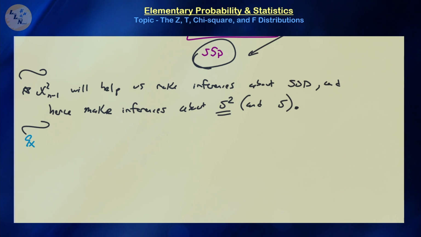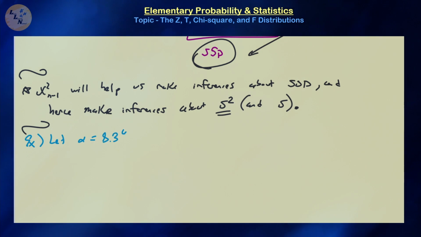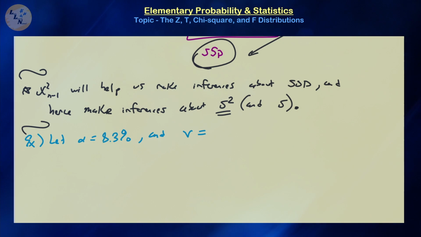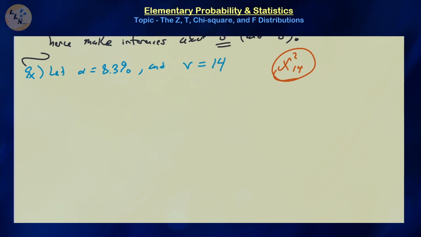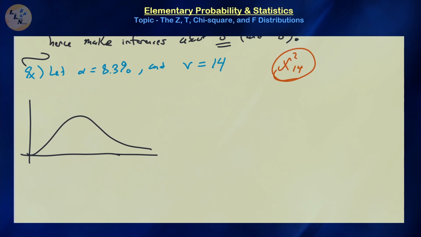So critical values, let's assume we let alpha be equal to 8.3%. And let's assume our degrees of freedom, let's call that V, is going to be equal to 14. That means we're going to be calculating things with respect to a chi-square 14 distribution. Each degrees of freedom is going to have a different chi-squared. So if you change the value of V, you will change your distribution and hence the critical values associated to them. All right, so let's draw our first picture.